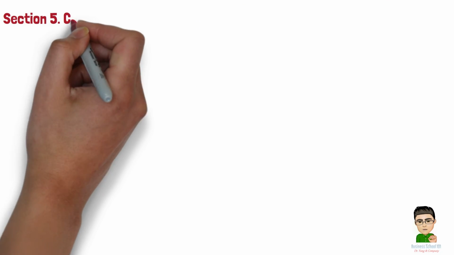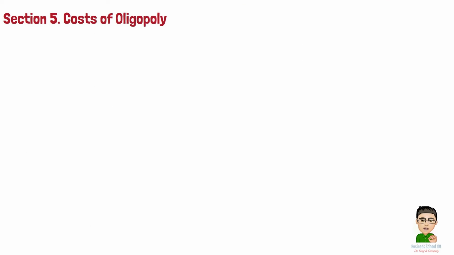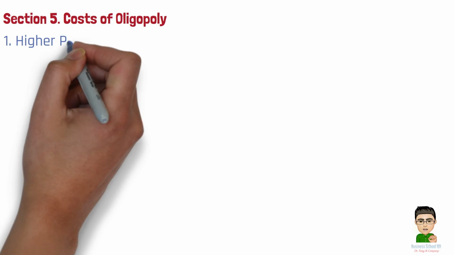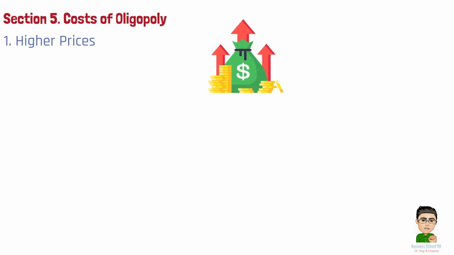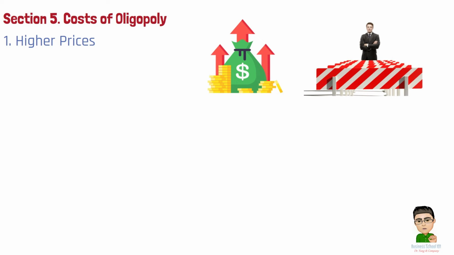Section 5. Costs of oligopoly. The major costs of the oligopoly market include the following. Number 1. Higher prices. Oligopolistic firms may have the market power to set prices above competitive levels, particularly if there are significant barriers to entry. This can result in consumers paying more for goods and services than they would in a more competitive market.